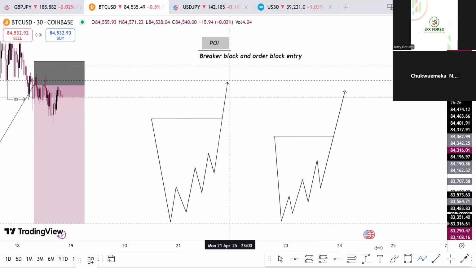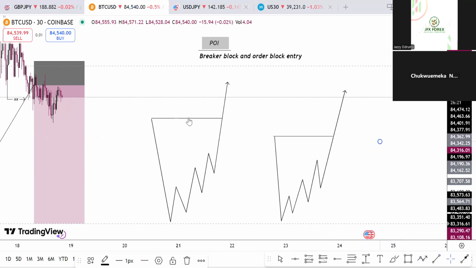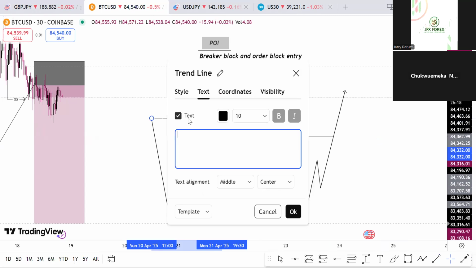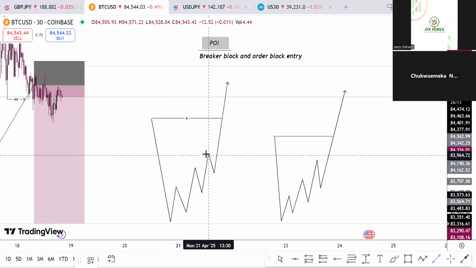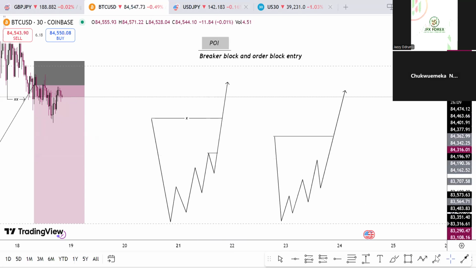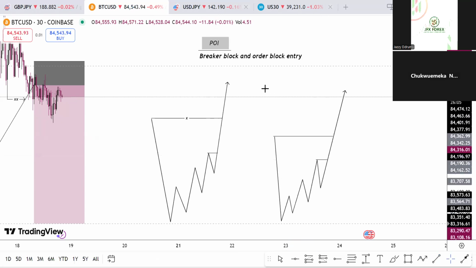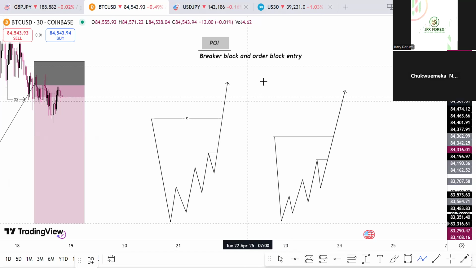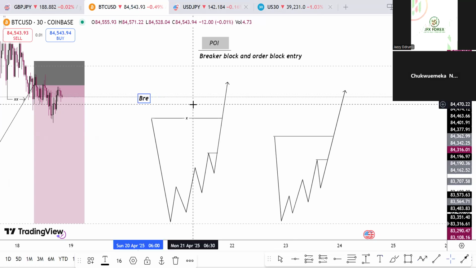This is where we have our major here. We have our minor here, right? You still remember, right? We have our minor here. Yes. And this is where it gets interesting. Now let's go. Why I say we have a breaker block entering and the order block entering is this.